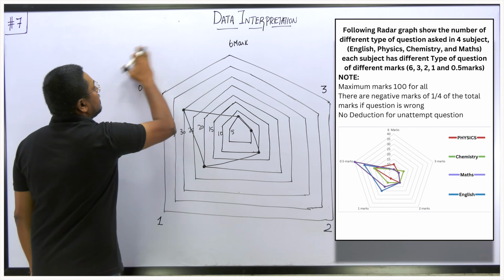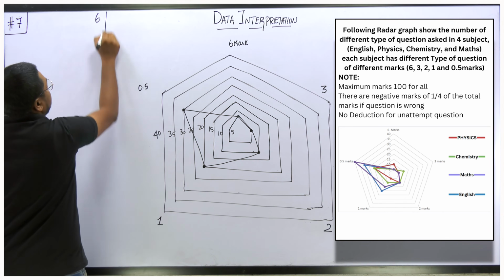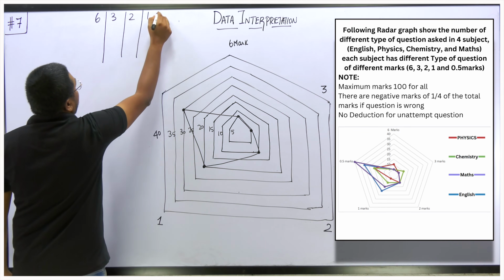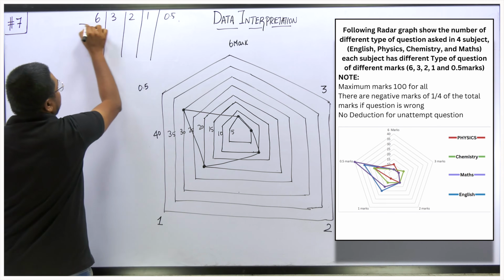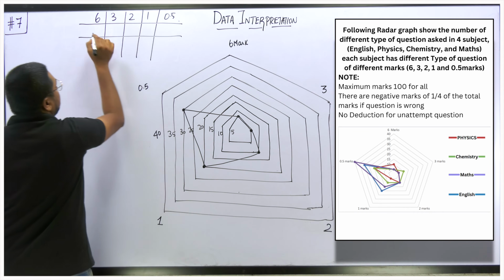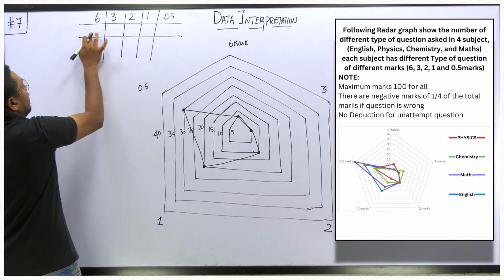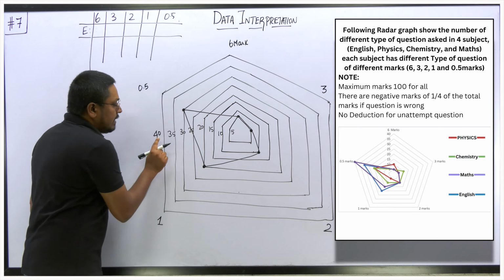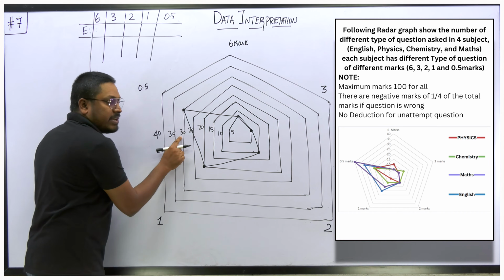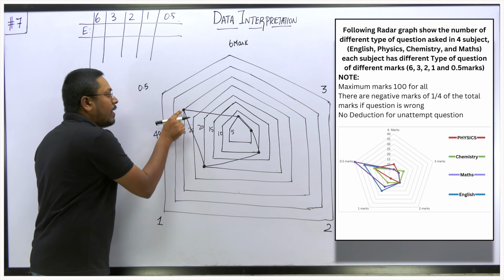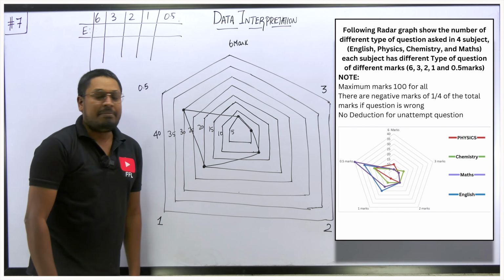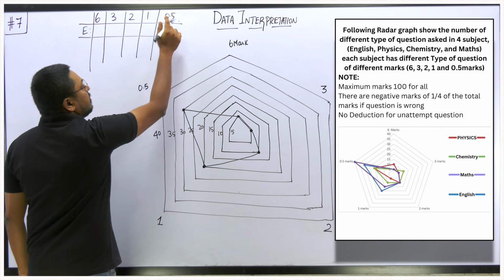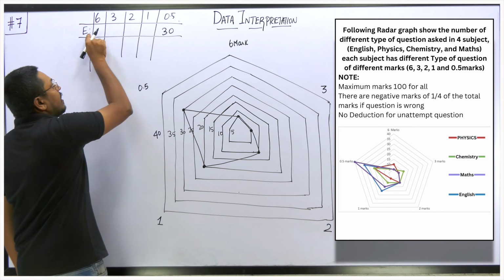So we can draw a small table here. 6 mark question, 3 marks, 2, 1, 0.5, right? So these are the different kinds of question with the different marks. Now let me take English. So now what we found is the first value. The third line: 40 question, 35 question, 30 question. So on the 30 question line, we have a dot which is diagonal to 0.5. The meaning here is 30 questions were asked from 0.5 marks. So 30 questions from 0.5 on English language, right?